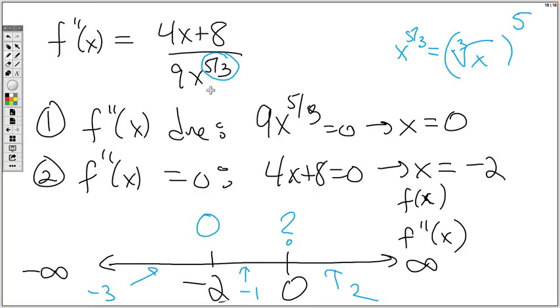So you plug a -3 in there. The numerator would be a negative. The denominator would be a negative. So it would all be a positive. You plug in a -1. The numerator is a positive. The denominator is still negative. You plug in a 2. Numerator and denominator are now both what? Positive. Any questions on getting the signs of the second derivative?